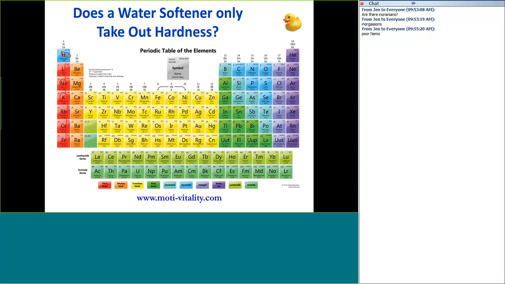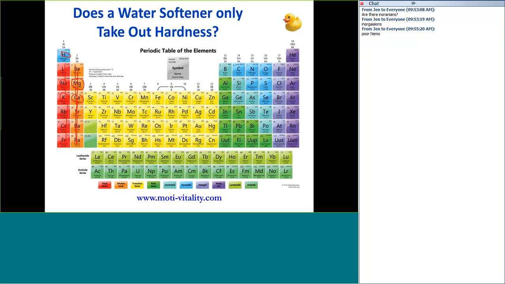Okay, so we know a water softener in general takes out calcium, right? We know it also takes out magnesium, which is hardness. So it stands to reason, if it's in the same vertical line, that it will also take out barium or strontium or radium, beryllium. It will take out anything in the same vertical line because they have very similar chemical properties. So some of this stuff is radioactive, and so it could even take out some radioactive particles. Anything in that vertical line.